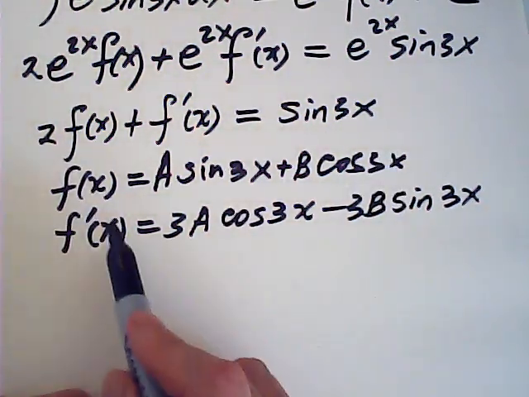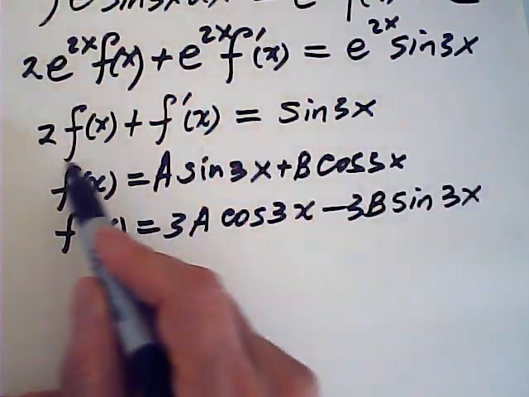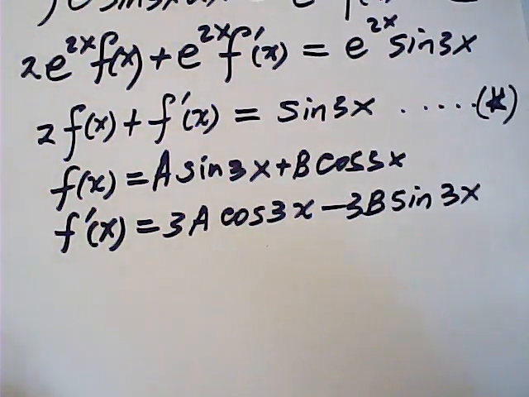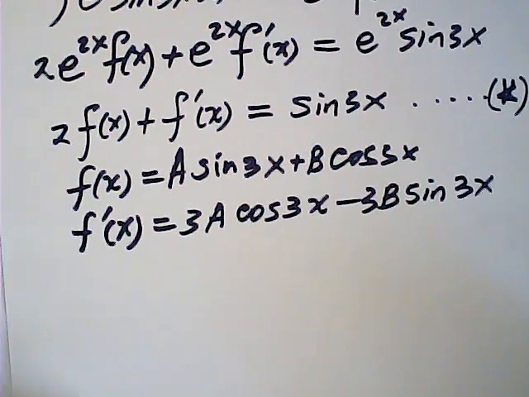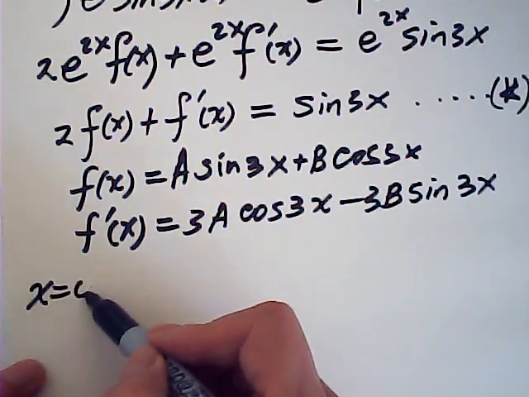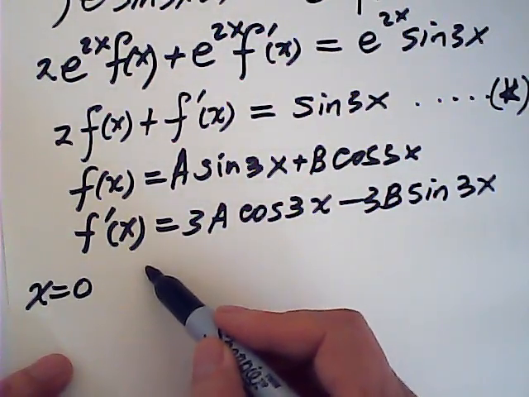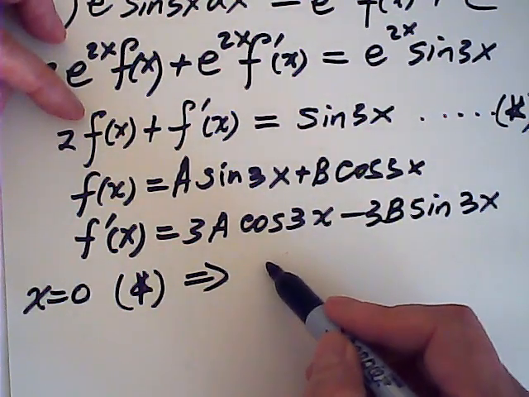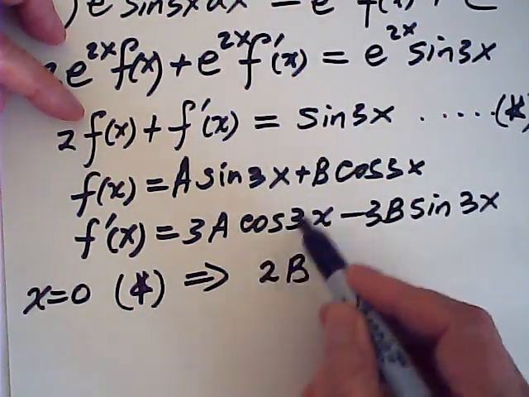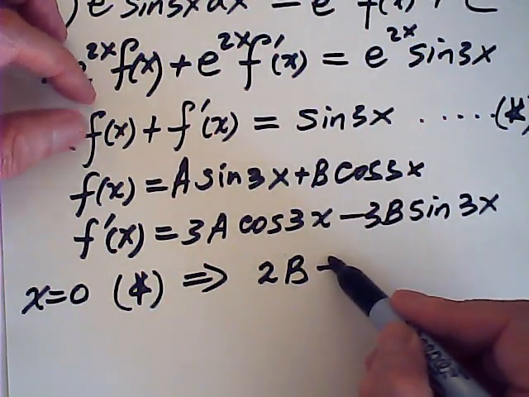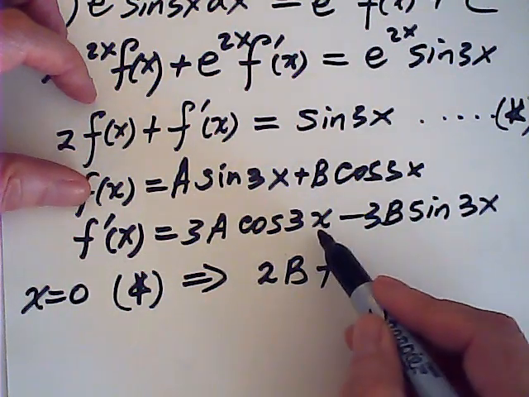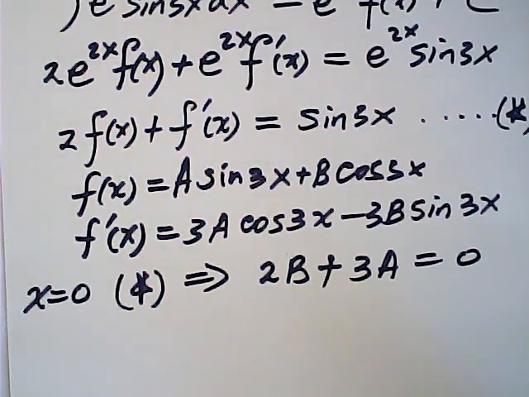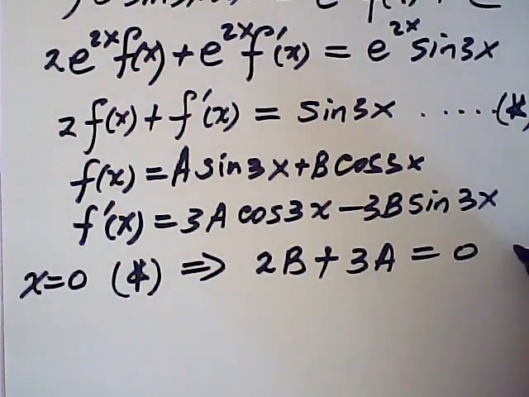Then we can find f of x by using this equation, right? We call this equation star. Now suppose we let x be 0, then this star equation will be 2 times b plus 3a is equal to 0. Yeah, this is equation 1.